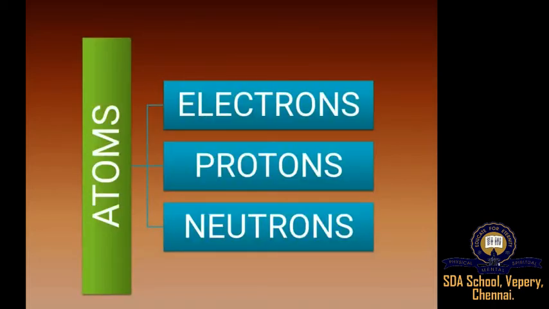So, an atom consists of electrons, protons as well as neutrons. These three, electrons, protons and neutrons, make up an atom. Now we will see each one in detail.